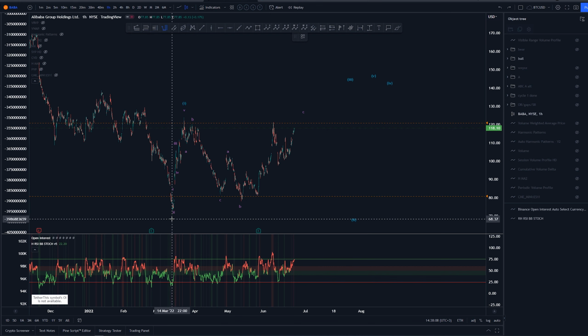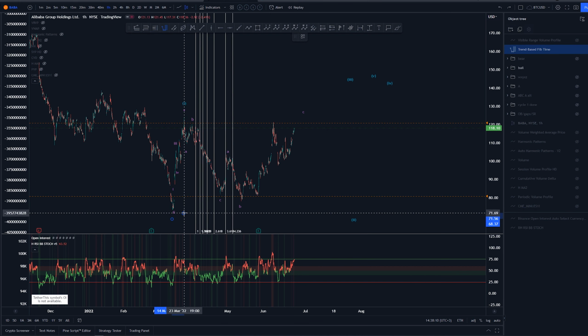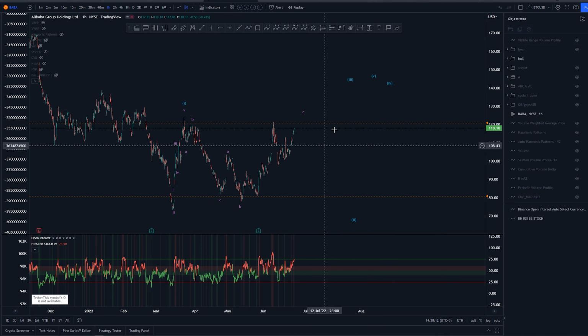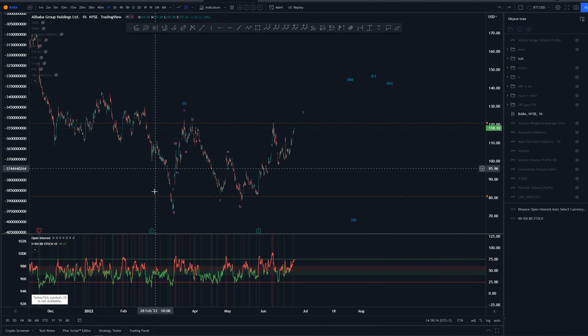What makes this less likely is how much time we have already taken for the wave 2. We can see that there is really no time relationship with the wave 2 here if we are comparing it to the wave 1.